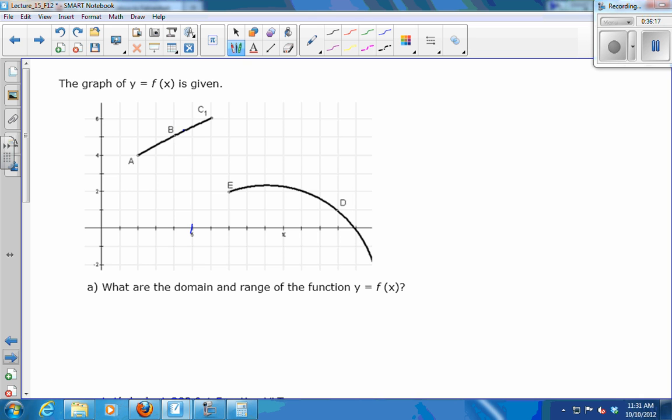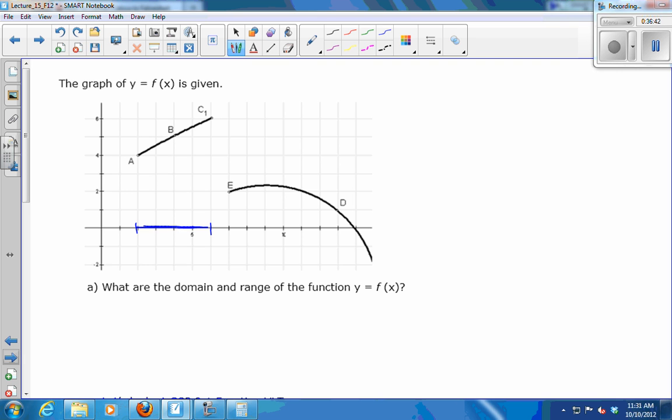The whole thing is a function. The whole thing is one single function. It's just not connected. So let's just look at the first piece. Okay, ignore the curvy part. If you just look at this little line, what x values does that line exist for? 2 to 6. Good. Okay, here to here.